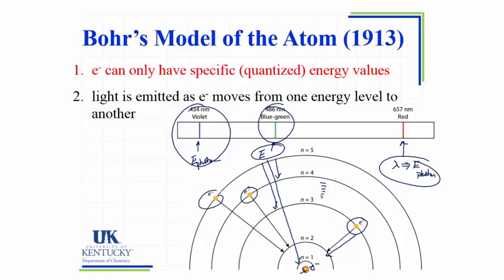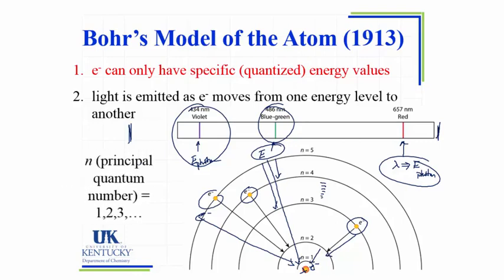If it's going to go from the n equals 5 here down to the n equals 1 in one fell swoop, all the way down to that level, it's going to be a higher energy, and it's going to be somewhere out here beyond the visible region. And if an electron goes from the n equals 2 down to the n equals 1, that's going to be a lower energy, and that might be somewhere down here off of the visible range at a lower energy.